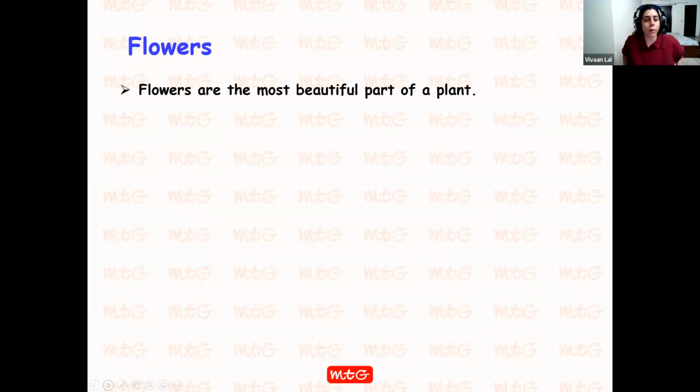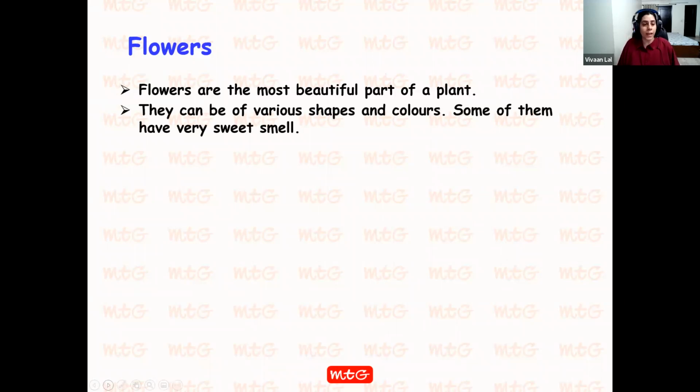Now we are talking about the flowers. Flowers are the most beautiful part of the plant. They are also very colorful. Some of the flowers, like a sunflower, it tracks the sun. You know, that's why it's called the sunflower. Some flowers have geometrical patterns in them. Yes, beta. Where the sun is, the sunflower always faces where the sun is. Absolutely correct, beta. Thank you for sharing this fact.